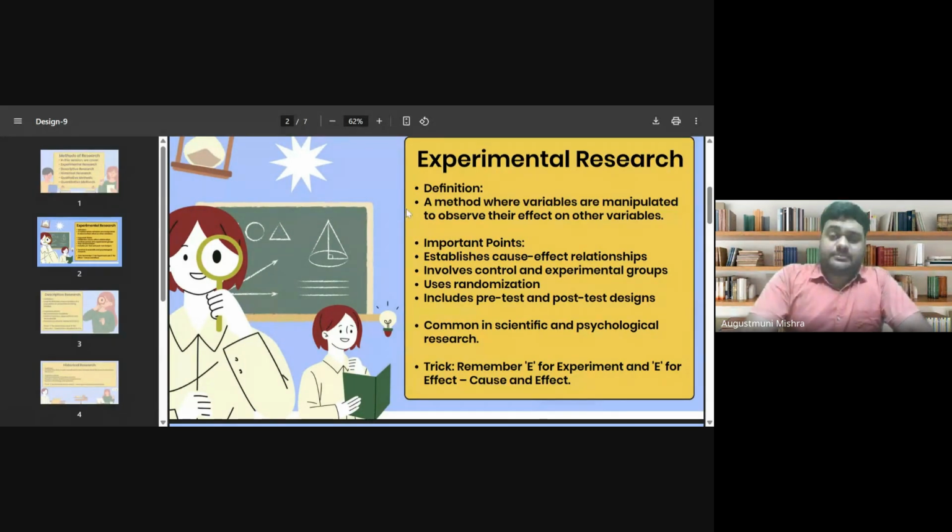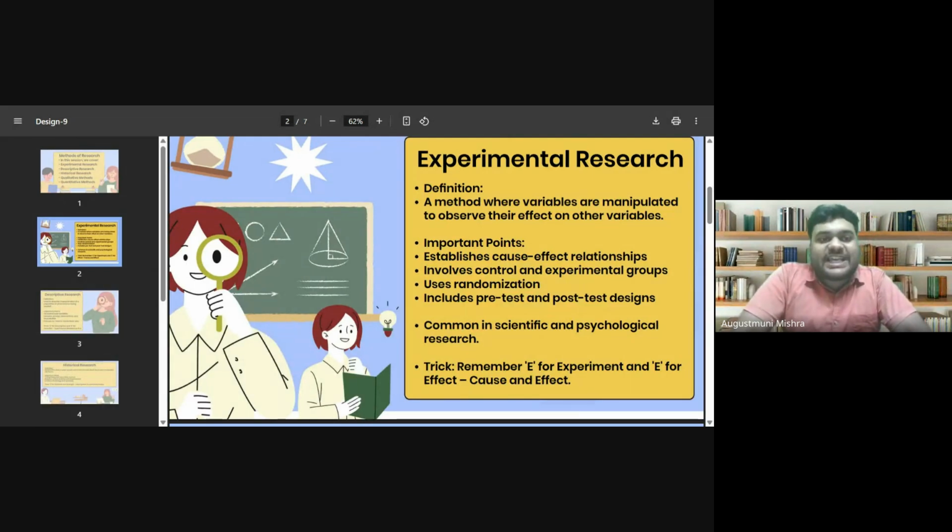Okay, now what are the important points I have mentioned in this slide? It establishes the cause and effect relationship. What is a cause, and what is the relationship between the two variables? It tells about that. It involves the control and experimental groups.